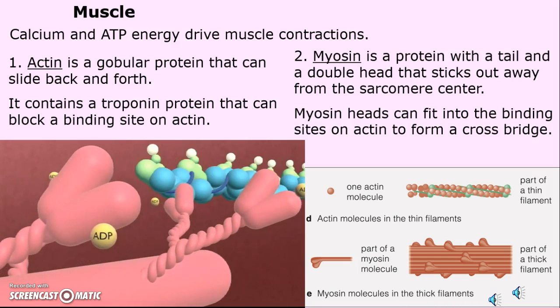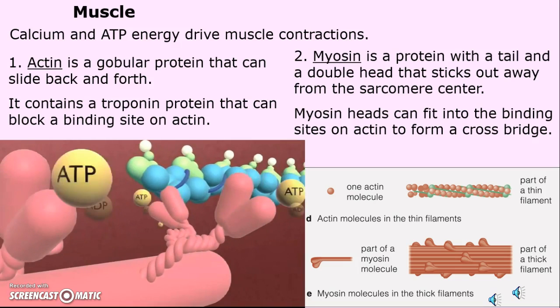When calcium binds to the actin, then there's myosin. Let's talk about myosin for a minute. Myosin is the other protein that has these heads, these double heads. And you see that little ADP? Oh, ATP. There's that energy I talked about. And you'll see a power stroke in a few seconds, because ATP is what generates the power stroke.